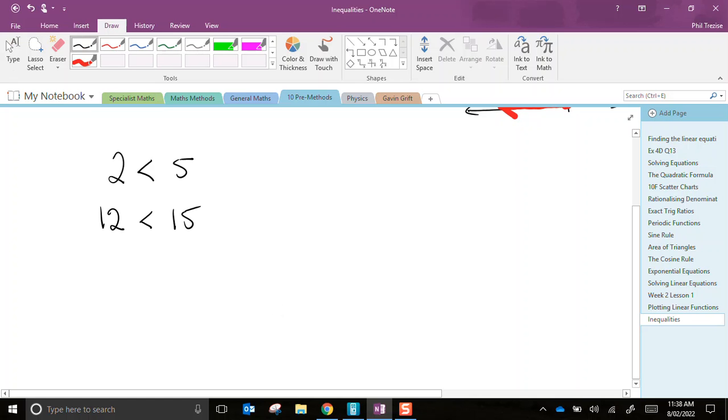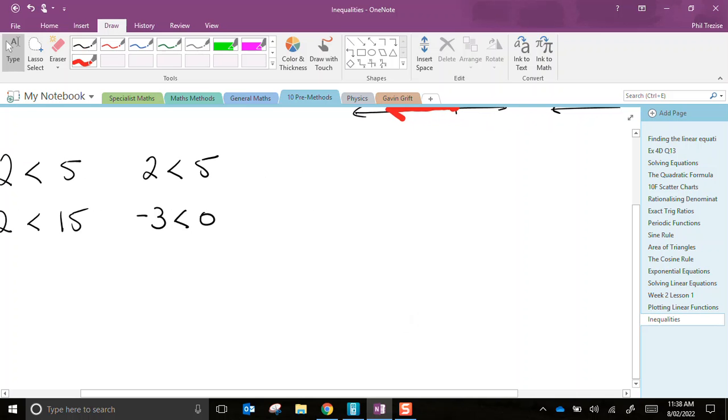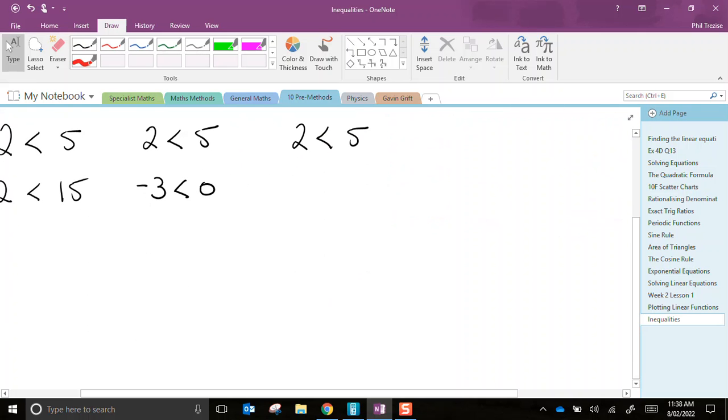Adding is fine. What about if I subtract from both sides? What if I subtract 5? 2 take 5 is negative 3, 5 take 5 is 0. It's still true to say negative 3 is less than 0, so subtracting is good. Now let's multiply. We'll stick with 2 is less than 5. What about we multiply by 7? 2 sevens are 14, 5 sevens are 35. 14 is less than 35. Multiplying by 7 worked.